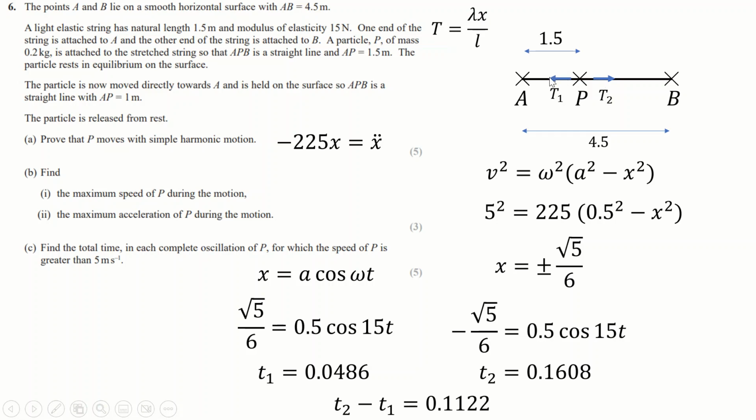But of course, in the total period, which goes all the way to here again, you'll do that journey from here to here twice. You'll do it from here to here, and then when it comes back, you'll do it from here to here. So let's double this to get the total time in each period that it's over 5 meters per second, and we'll get that. And I believe that is the question done.